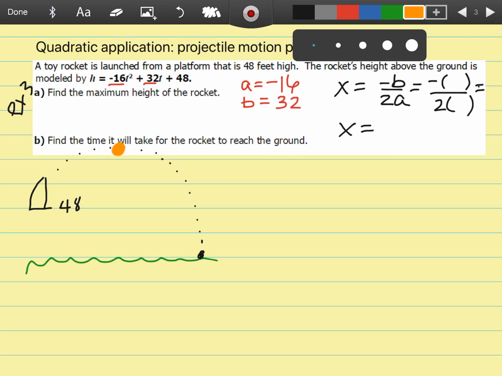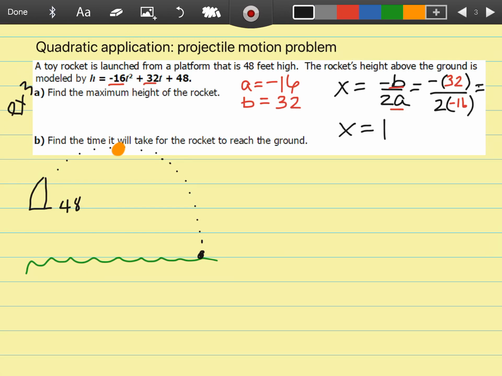To find the x value of that vertex, the first thing that we need to do is identify what is our a value and our b value from the equation. My a value is -16, so where I see this a in the formula, I'm going to put -16 there. The b is a +32, so where I see the b in the equation, I will put 32. And then I'm going to reduce this. -32 divided by -32 will give me a +1.